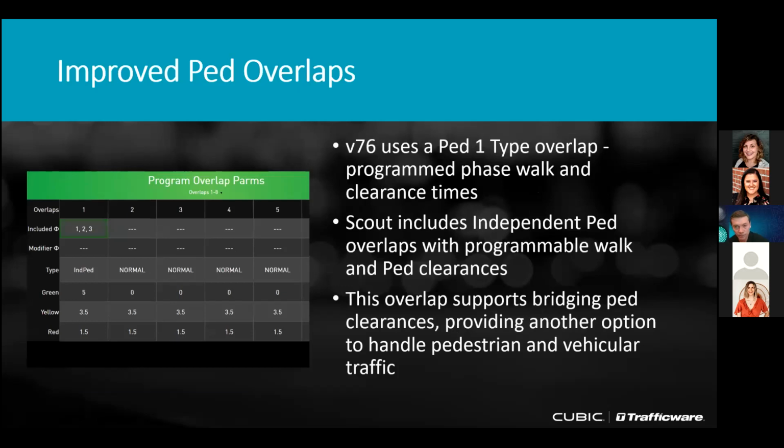Now you've heard about the independent PED overlap. It's another option for PED traffic. PED 1 type used phase, PED, and clearance times. This overlap has independent times and just bridges across included phases using conflicting phasing and different options in the overlap to be able to really control that output.